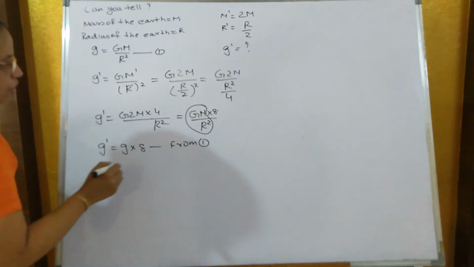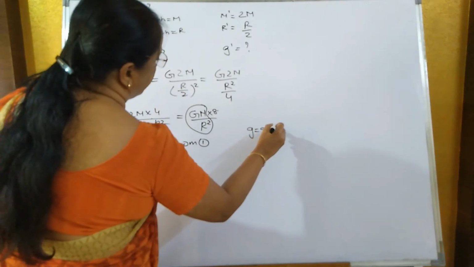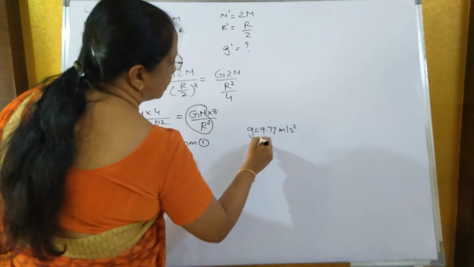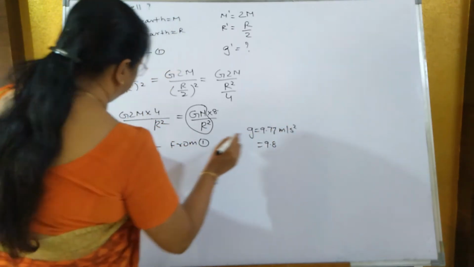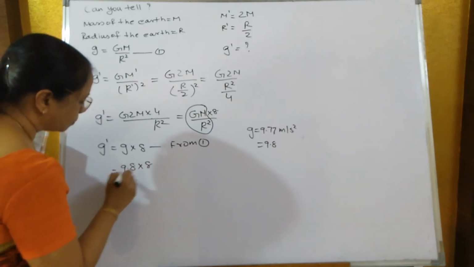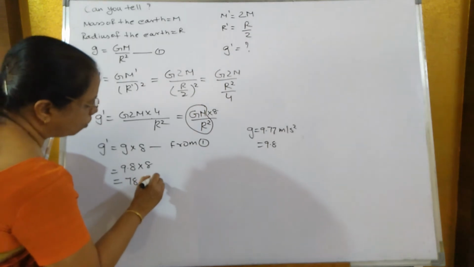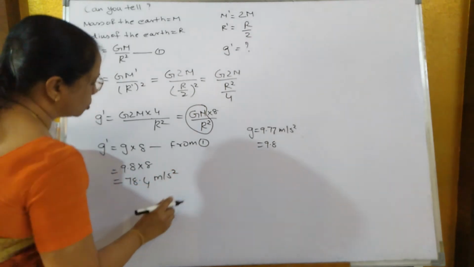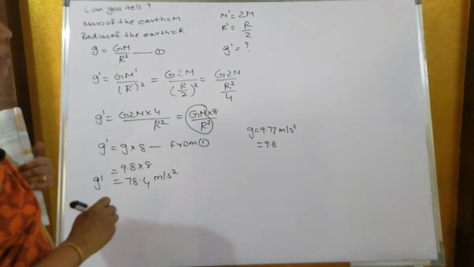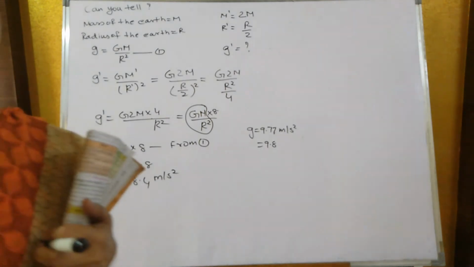Now what is the value of g? We had just now discussed that g is equal to 9.77 meter per second square. Let us take this as 9.8. So 9.8 into 8, that's equal to 78.4 meter per second square. So that's the value of g dash, when the mass of the earth is double and the radius of the earth is half of what it is now.